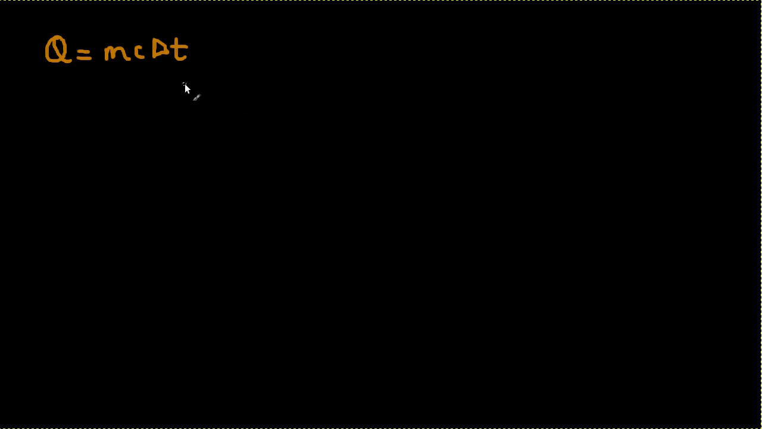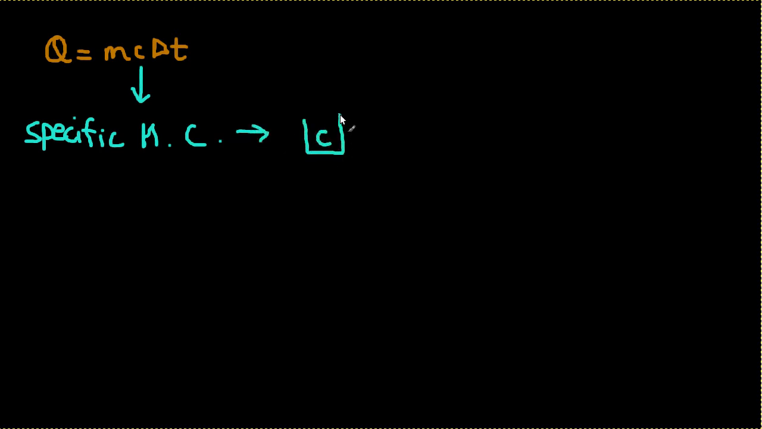This is the second tutorial for calorimetry, and here I've written down the formula that I told you in the last tutorial, and I'm going to start off. I told you in the last tutorial I'll be telling you what the c is, specific heat capacity, what it exactly means. So specific heat capacity, the symbol for it is a small c. It's just a small c.